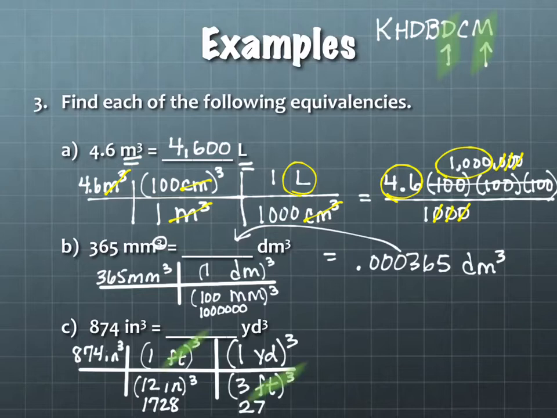So my feet cubed cancel, my inches cubed cancel, and I'm left taking the 874 and dividing it by 1728 and then dividing it by 27. And if we do that, we actually get 0.019 yards cubed. Or if you were to do two decimals, it'd just be 0.02 yards cubed. That would be fine. Most of the time we've done two decimal places. I'm not sure why I wrote down 3 on that one. Okay, any questions on that one?